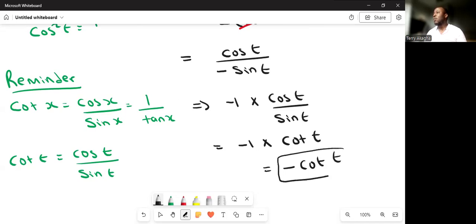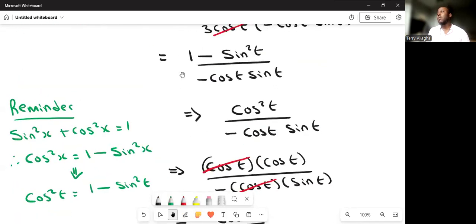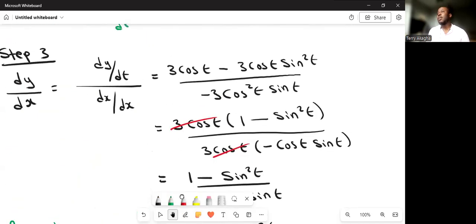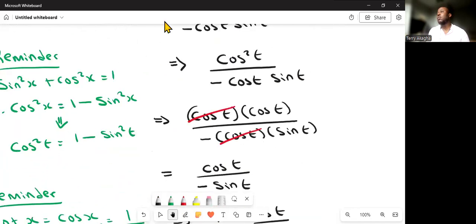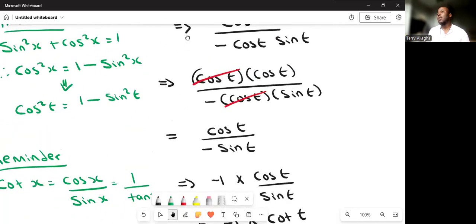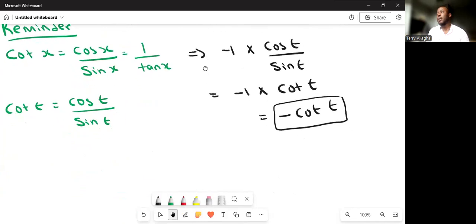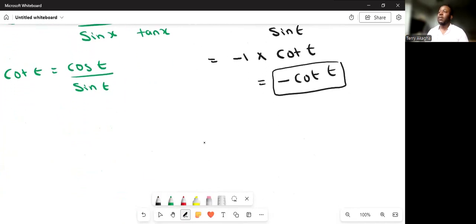So you can see we've broken down the big equation we had here. We've broken it down all the way, the dy over dx. So we've broken it down into minus what? Cot t. So that means, therefore, I can now say, all right, in this equation, the dy over dx is equal to minus cot t.